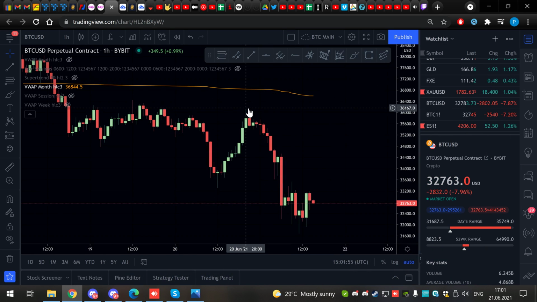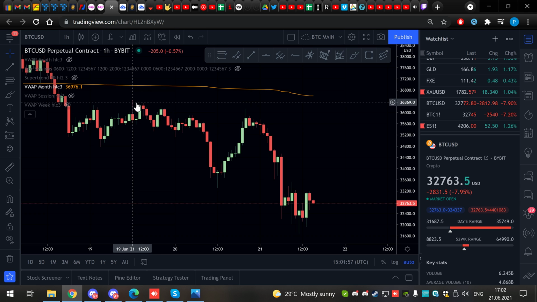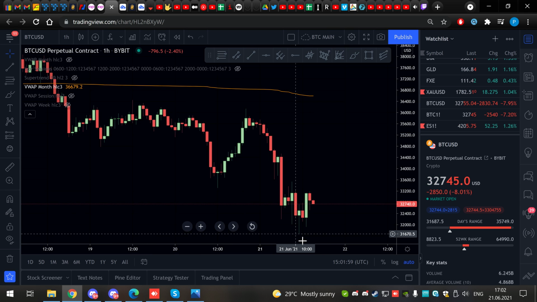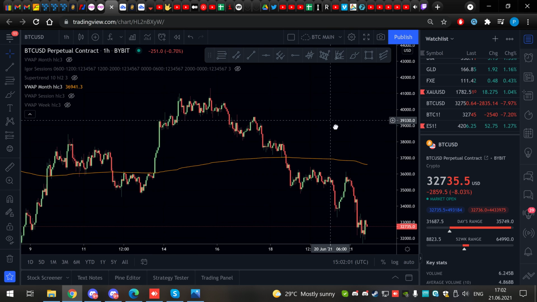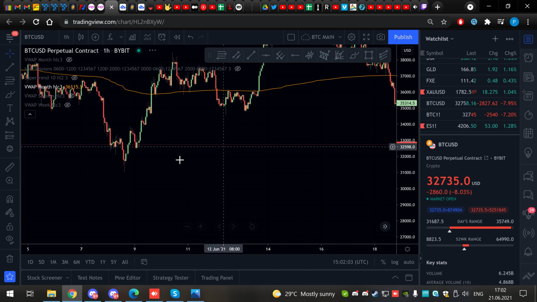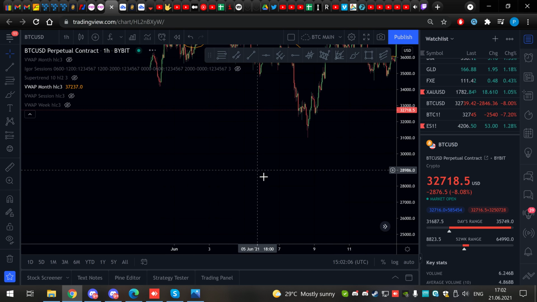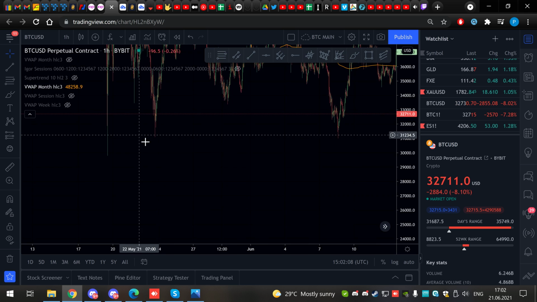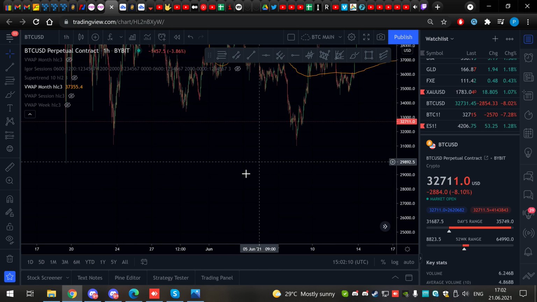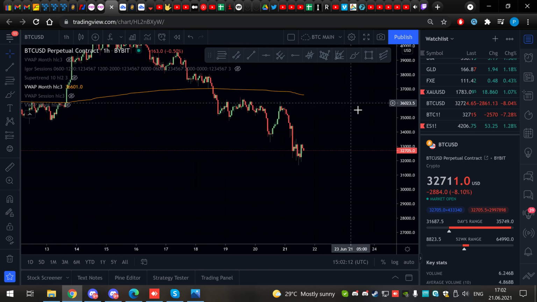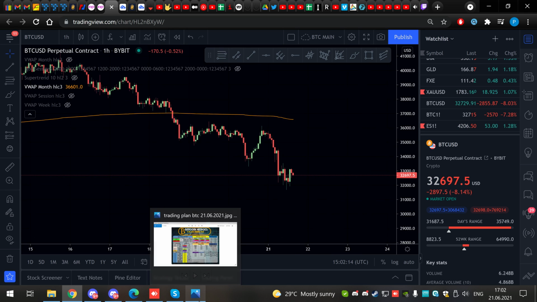So here, for example, we have a swing failure pattern potential, here as well, this low, then this high, this low again, another one. All of them are marked in the chart. They're very, very significant, so that's how you search for them.